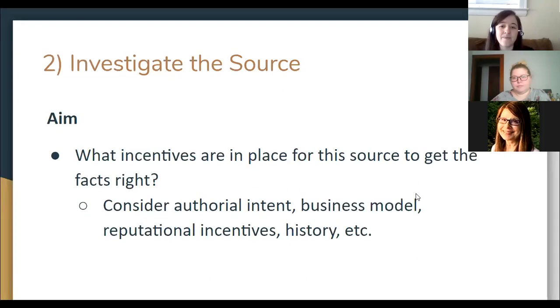Exactly. And then finally, you want to question what incentives are in place for the source to get the facts right. So is their business model about selling something? Is it about having this reputation for being accurate? What is it that they're trying to get? Where's the money coming from? And let that help you decide whether the source is one that's reliable in general.